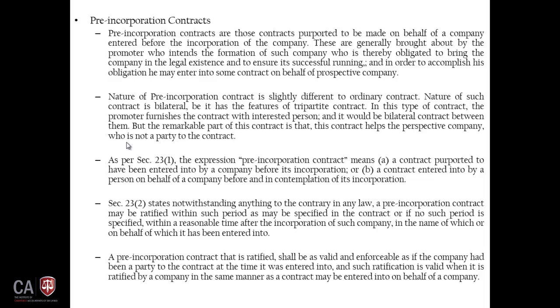So a pre-incorporation contract that is ratified shall be valid and enforceable as if the company had been a party to the contract, as a normal contract after incorporation of the company, at the time it was entered into. Such ratification is valid when it is ratified by a company in the same manner as the contract may be entered into on behalf of the company.